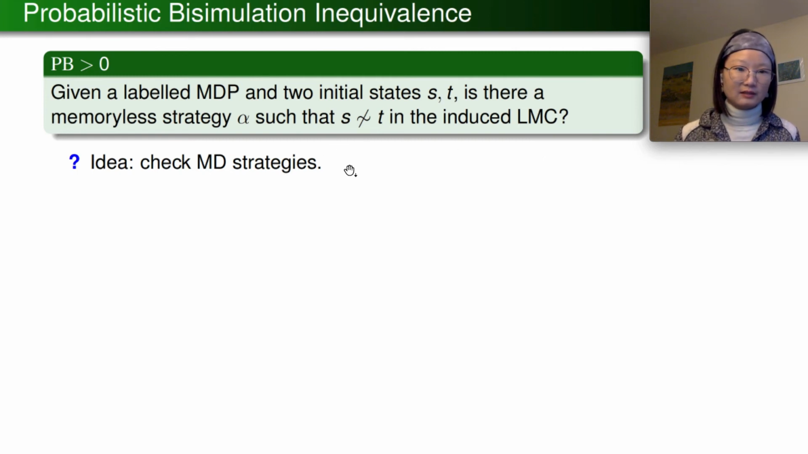Our first idea is that maybe it is very similar to the trace inequivalence problem for MDP. Since for the trace inequivalence problem, if there is a witnessing memoryless strategy, there's always a witnessing MD strategy. So we might also think that it is enough to check just MD strategies for the PB greater than 0 problem.